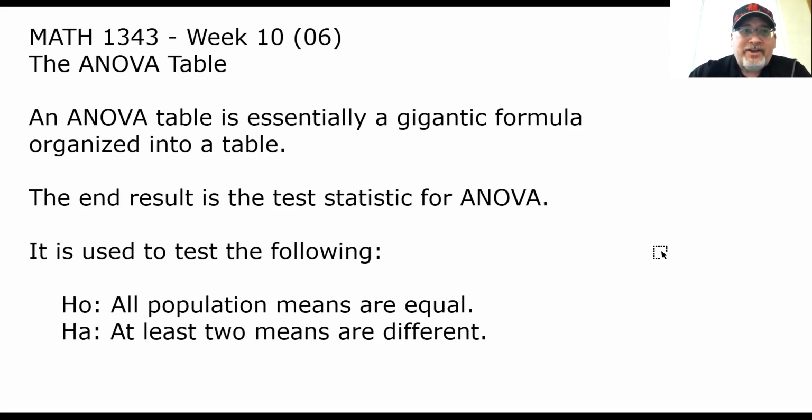Well, honestly, an ANOVA table is just a gigantic formula, but it's organized into a table so that you go step by step to get your final results. The end result is the test statistic that we're going to use for ANOVA, and it's used to test a null hypothesis that all population means are equal, as opposed to an alternative hypothesis that at least two population means are different. So what does this ANOVA table look like? Well, it looks a little something like this.